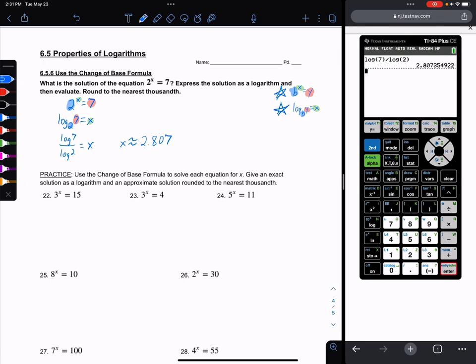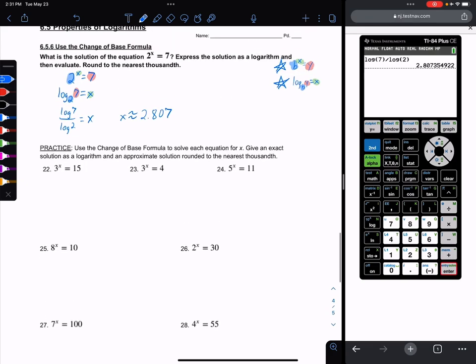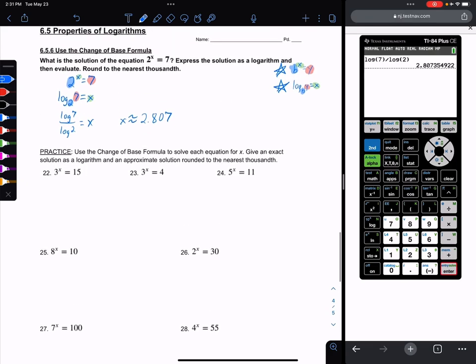You do have the option of doing the log 7 and log 2 separately. I'll show you that real quick. But numbers 22 through 28, they're done the same way. You're just going to, and they're all in the same form, so it should be an easy process to repeat. Just get in that habit, that routine, and you should not have much issue with 22 through 28.